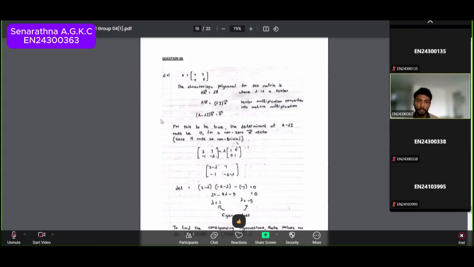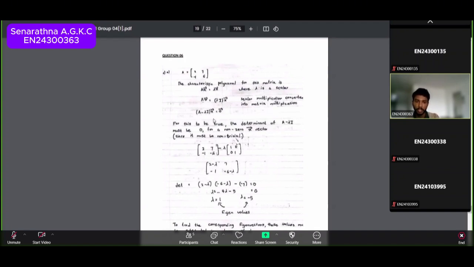And I will be doing question 6. First of all, we can't subtract lambda from A because lambda is a constant and A is a matrix. Therefore, we have to multiply lambda with an identity matrix. Then, for this equation to be true, the determinant of A minus lambda I must be equal to 0 because x is a non-zero vector. After that, we need to calculate the determinant.